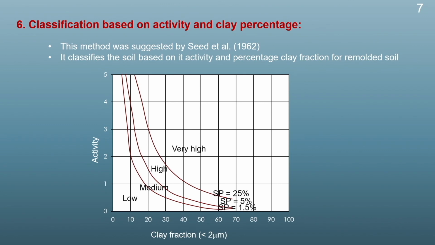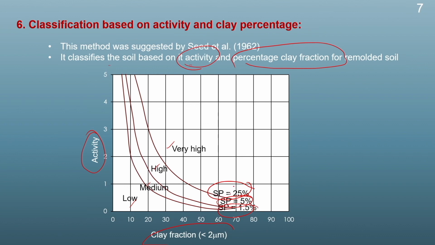Further, the Seed et al. results were used to determine the swelling potential by using the activity and clay fraction. This method of classification is based on the activity of the soil as well as the percentage of clay fraction present in a soil. From the previous result, the swelling potential was determined for different types of soils, and based on the clay fraction and activity, the soils were classified as very high, high, medium and low expansive soil based on their swelling potential here.